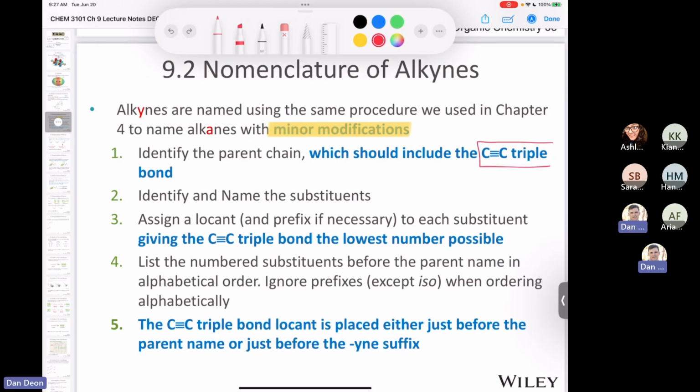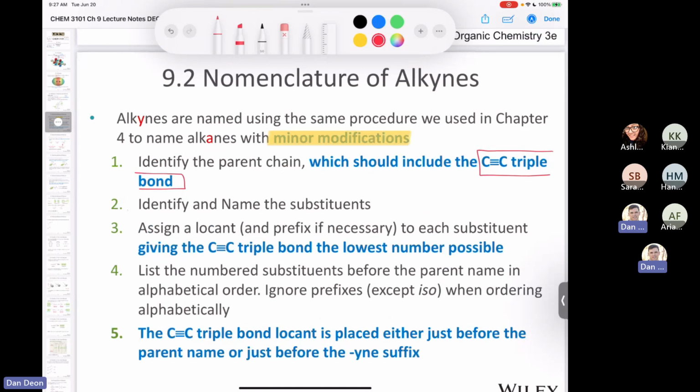So it's got to have that carbon-carbon triple bond in it. Got to have the triple bond. And you want to number it in such a way that you give the triple bond the lowest possible number. Then you identify and name all the substituents: methyl, ethyl, propyl, isopropyl, butyl, tert-butyl, sec-butyl, isobutyl, etc. You give a locant for every substituent. Again, like I previously stated, you give the carbon-carbon triple bond the lowest number possible, just like you did with an alkene. Then you list the numbered substituents before the parent in alphabetical order. You ignore prefixes except iso, cyclo, and neo.